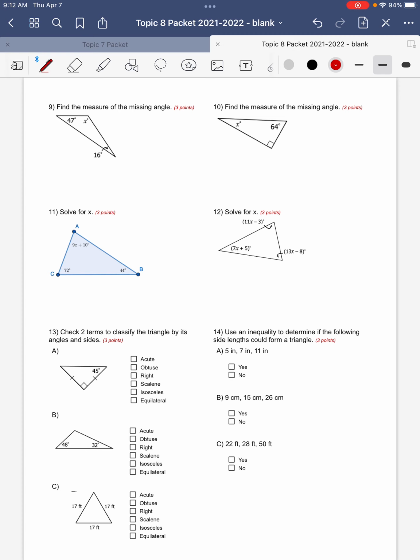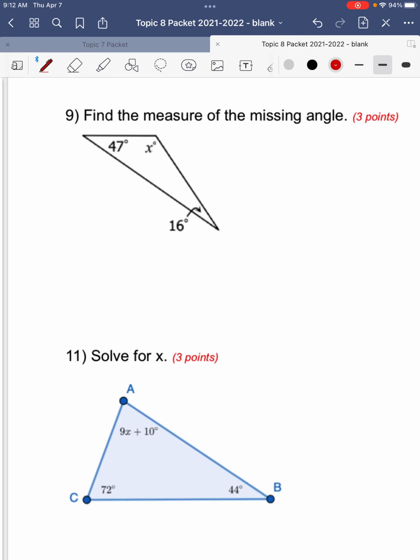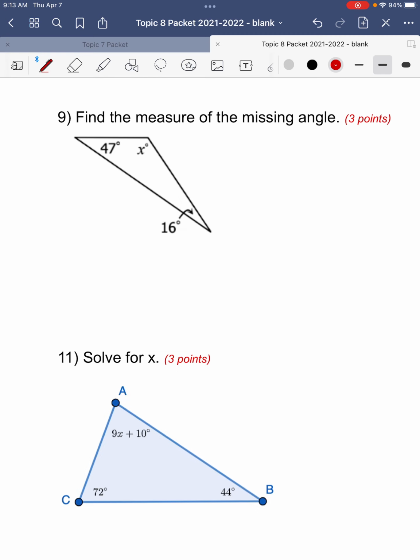So number 9, find the measure of the missing angle. Well, we know that all 3 of them together have to add up to 180 degrees, right? So I could say 47 plus 16 plus x equals 180 degrees. Now I have some like terms here. My like terms are 47 and 16, and they're both positive, so I'm going to add them together. 47 plus 16 is 63, so we have 63 plus x equals 180.